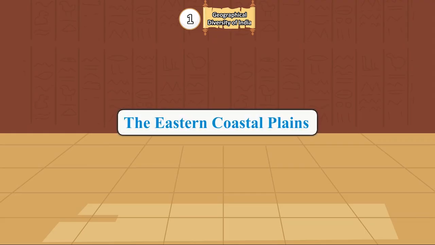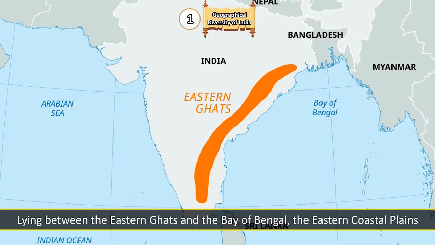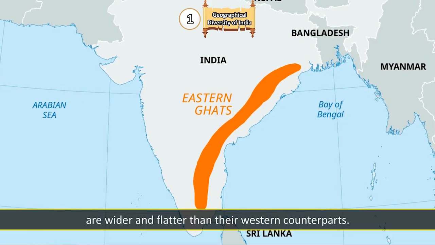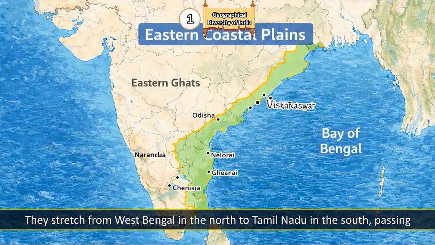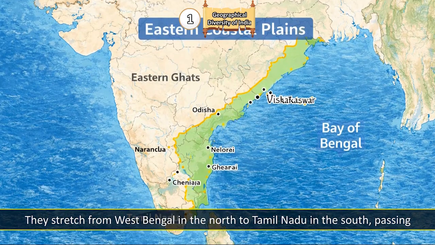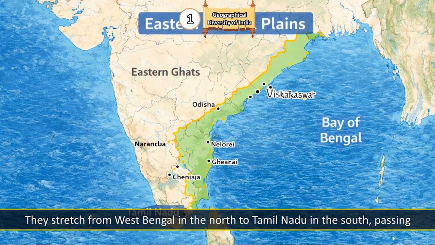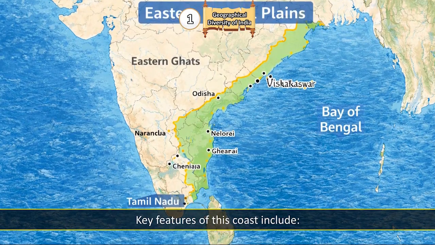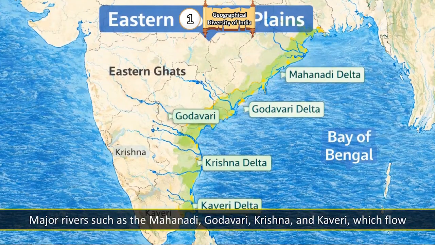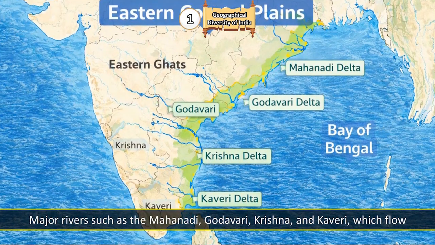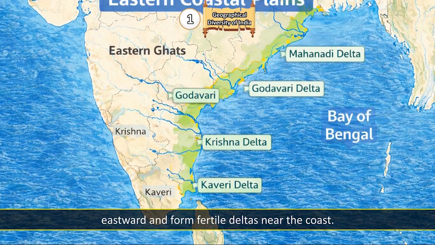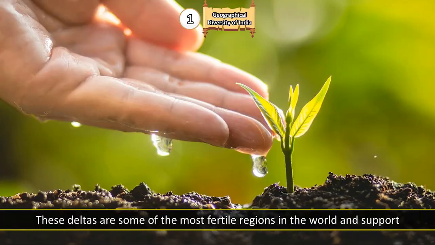Marina Drive in Mumbai. The Eastern Coastal Plains. Lying between the Eastern Ghats and the Bay of Bengal, the eastern coastal plains are wider and flatter than their western counterparts. They stretch from West Bengal in the north to Tamil Nadu in the south, passing through Odisha and Andhra Pradesh. Key features of this coast include major rivers such as the Mahanadi, Godavari, Krishna, and Kaveri, which flow eastward and form fertile deltas near the coast.